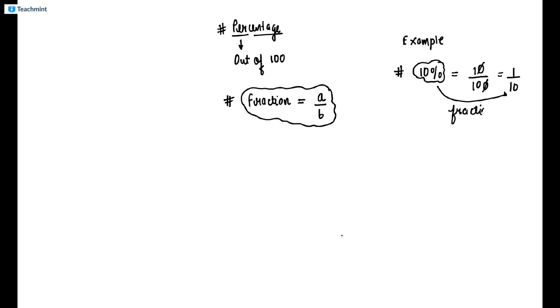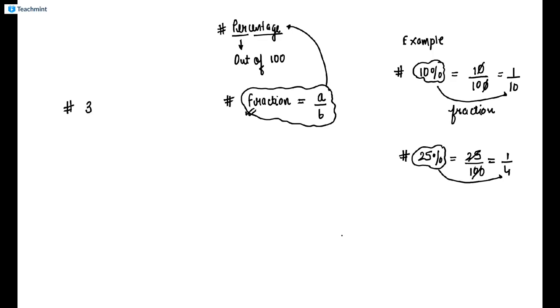So that's why I told you that whenever you discuss the fraction, you will talk about percentage too. Like for example, see one more example, like 25%. What can you write? 25 by 100. It is 1 by 4. So again, this 25% is being converted into a fraction. But can you write 3 in percentage?